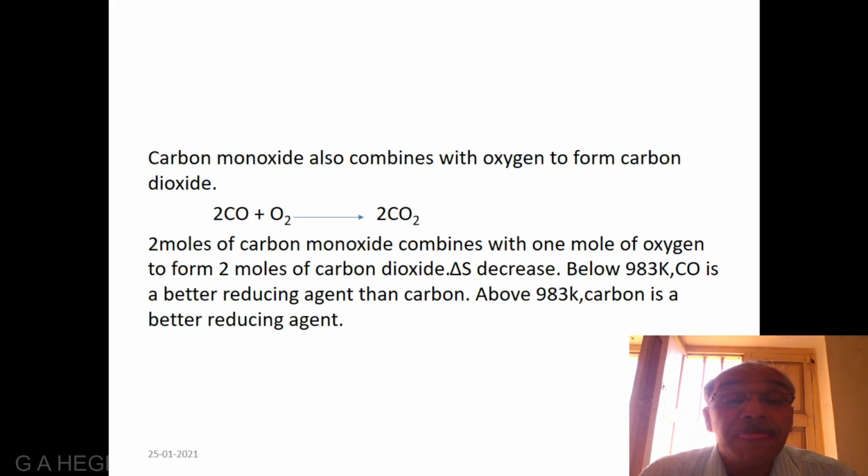Carbon monoxide also combines with oxygen to form carbon dioxide. The equation is 2CO plus O2 gives 2CO2. 2 moles of carbon monoxide combine with 1 mole of oxygen to form 2 moles of carbon dioxide. Delta S decreases. Below 983 Kelvin, carbon monoxide is a better reducing agent than carbon. Above 983 Kelvin, carbon is a better reducing agent.